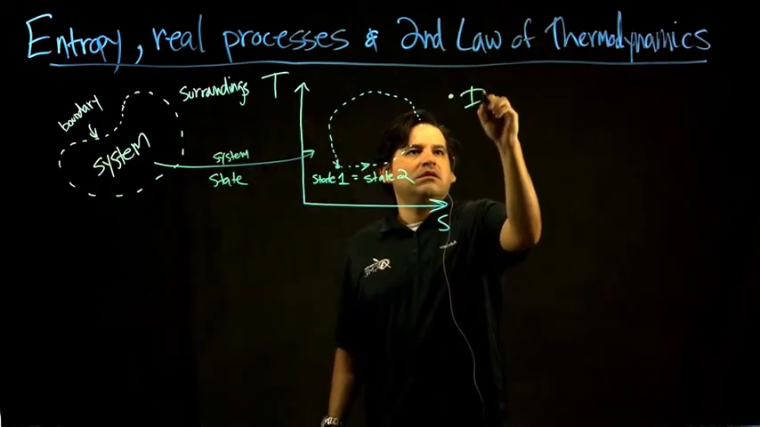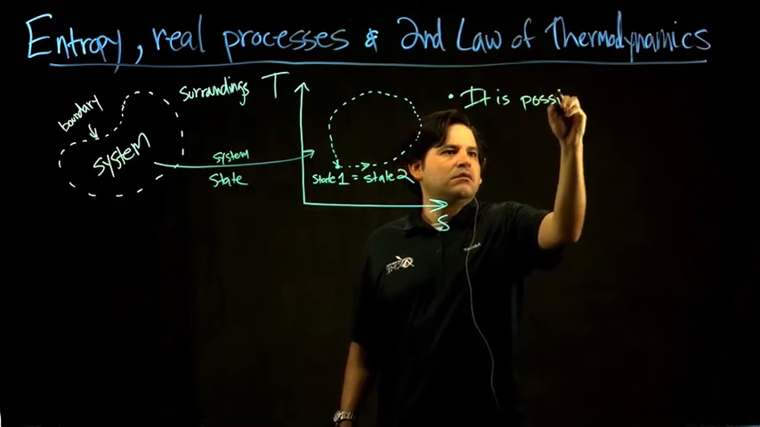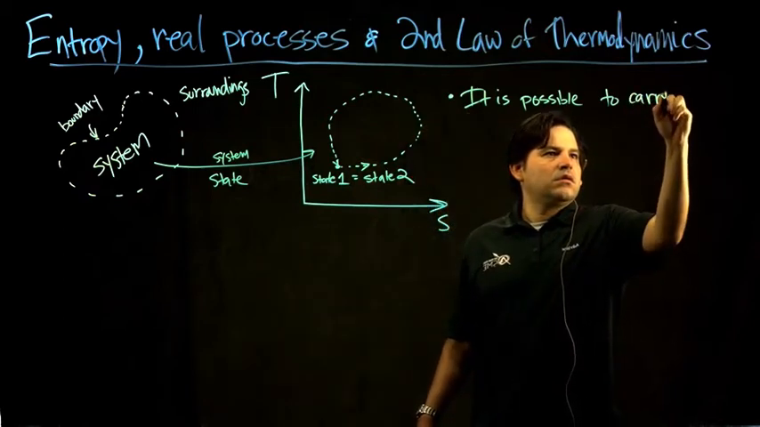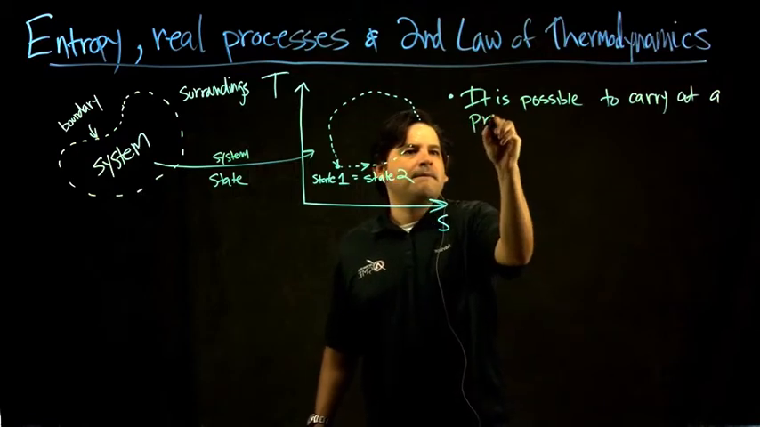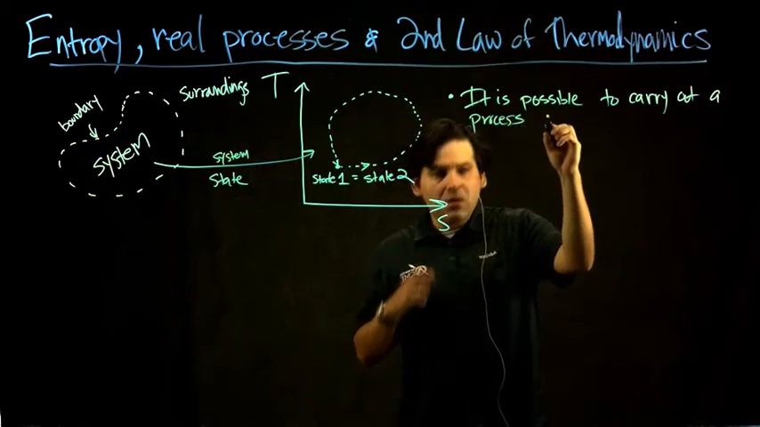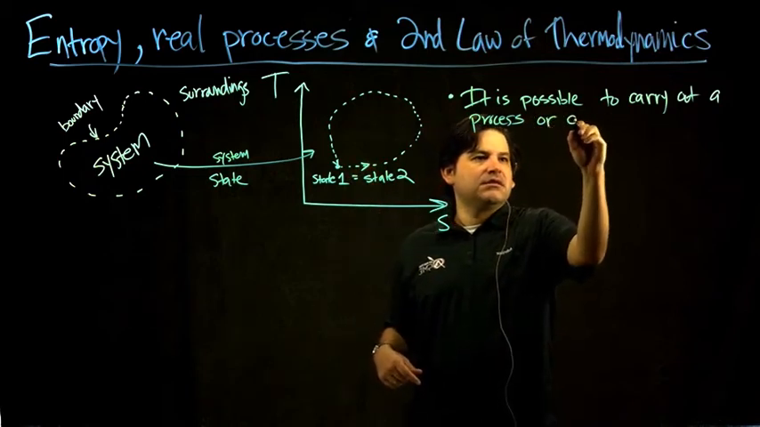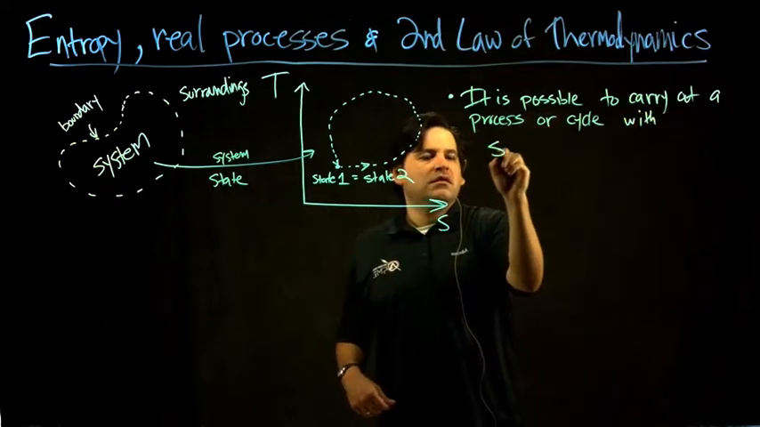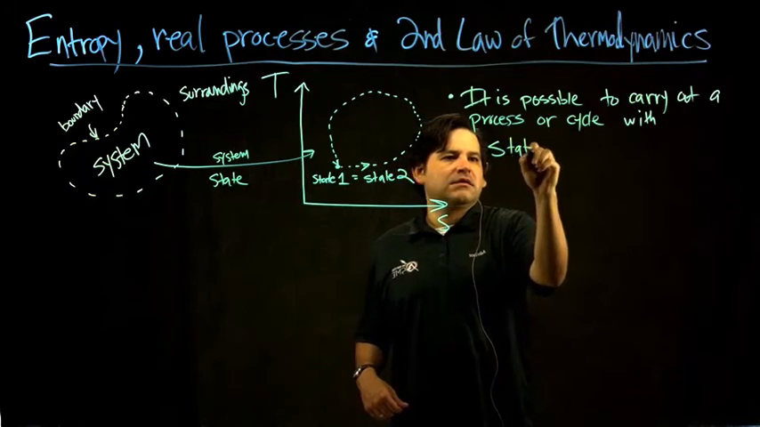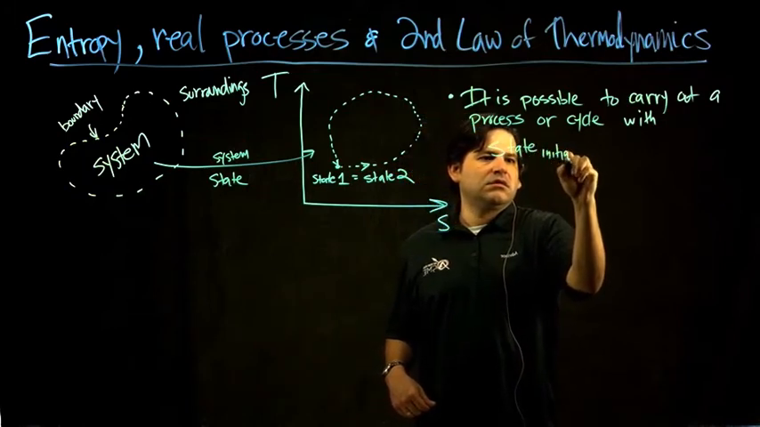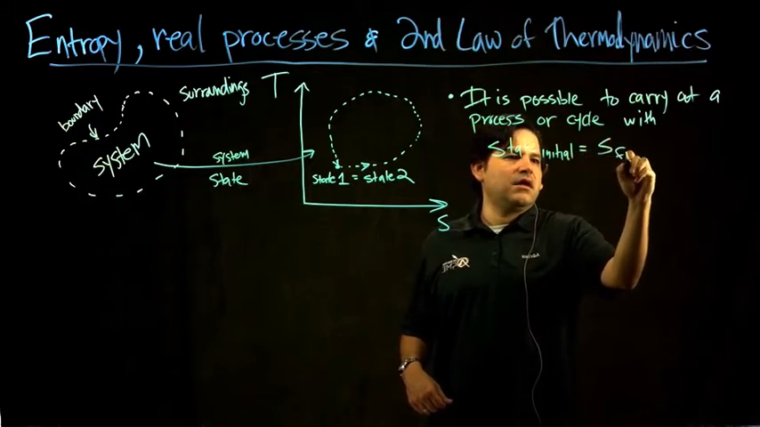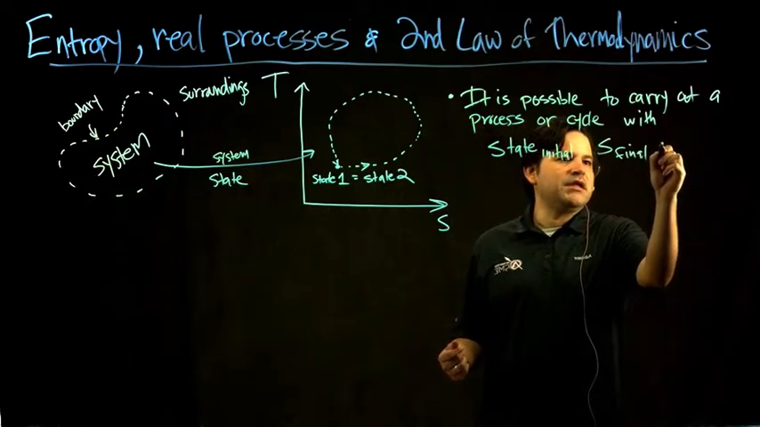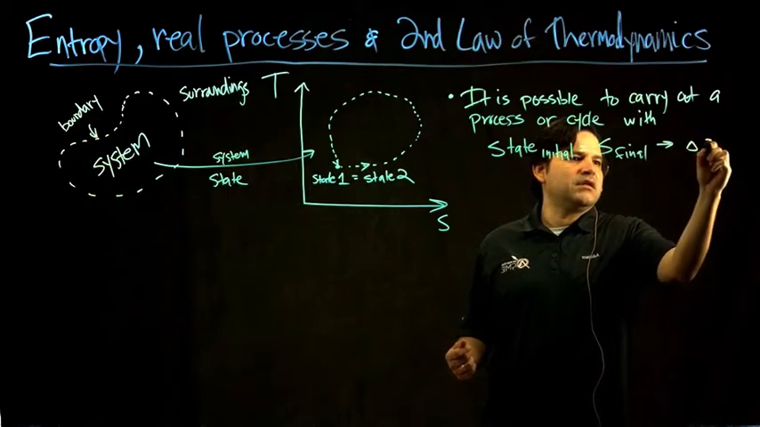it is possible to carry out a process or cycle. This is a cycle in that case. With the initial state equals the state at the final, the final state is the same, such that, of course, that means delta equals 0. There's no change.